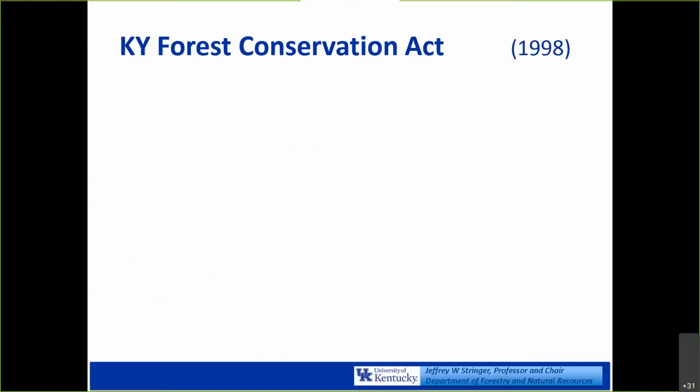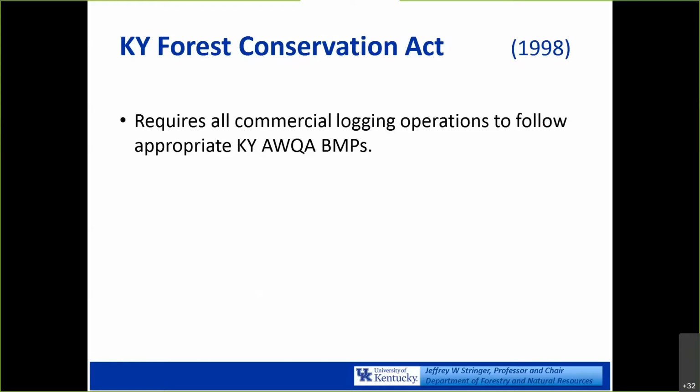Now, the other law that we've got that's a companion law is the Kentucky Forest Conservation Act, and that was established in 1998 and actually took effect in 2000. The Forest Conservation Act requires that all commercial logging operations follow appropriate ag water quality minimum criteria. So those silviculture BMPs that are appropriate for logging, the Forest Conservation Act requires that commercial logging operations follow those, and that's actually specified in the law. So there's an automatic tie of the Ag Water Quality Act and the statewide plan to the Forest Conservation Act.